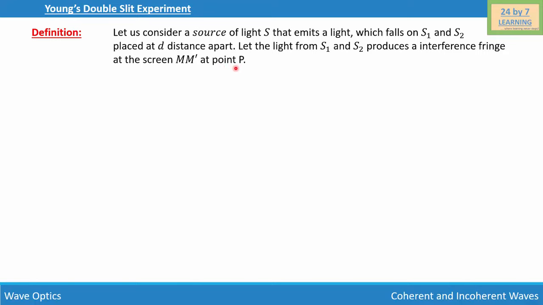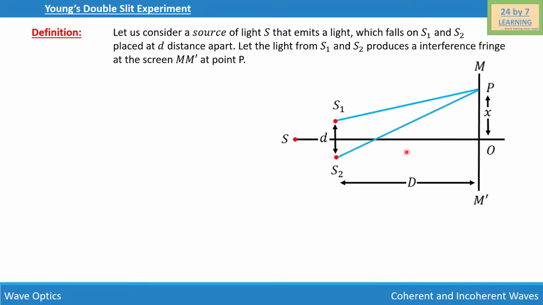In order to explain the Young's double slit experiment, I'm going to use this information to draw a picture. So here is my picture, where you can see S is the source, which is basically the primary source. When the source S emits the light, that light approaches S1 and S2, and S1 and S2 are d distance apart, and the light from S1 and S2 meet at point P on the screen MM'.